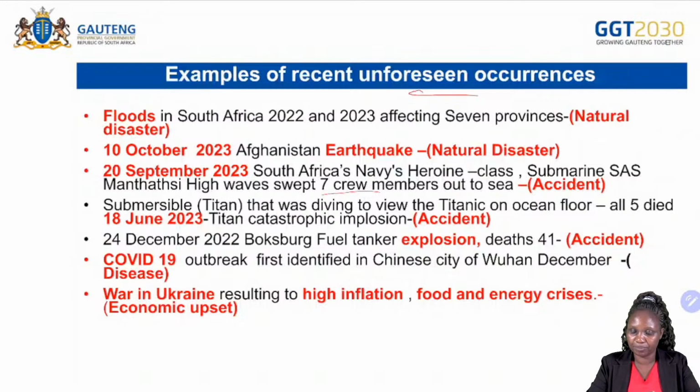And then 24 December 2022, there was a Boksburg fuel tanker explosion. And the death toll was 41. That was an accident. And then COVID-19 outbreak, first identified in the Chinese city of Wuhan, December. That was a disease. And then war in Ukraine resulting in high inflation, food and energy crisis. This is an economic upset.